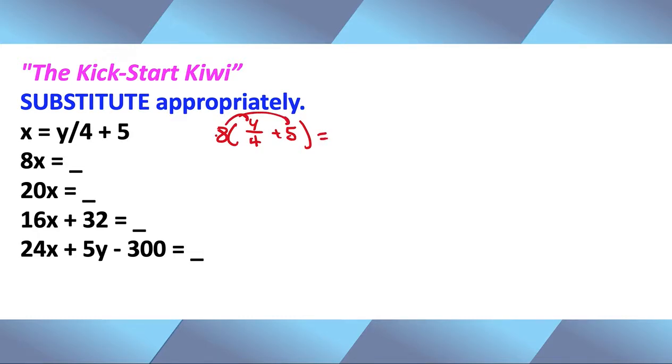So 8 times y over 4, which is 8 divided by 4, is a 2. So that turns into a 2y, okay? And then 8 times 5 is 40, so I'm going to go 2y plus 40. There we go.